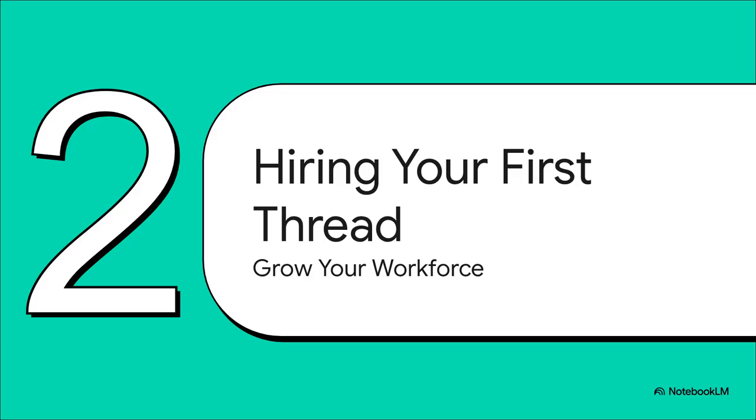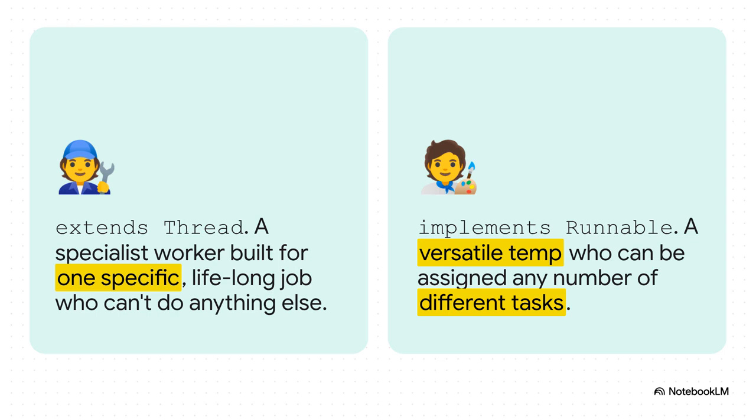Okay, so it's pretty obvious, right? Our factory needs more help if it's ever going to get anything done. In the Java world, these extra workers are what we call threads, and they're what let us do more than one thing at a time. So how do we hire them? Well, there are a couple of main ways to do it. So you've got two main options.